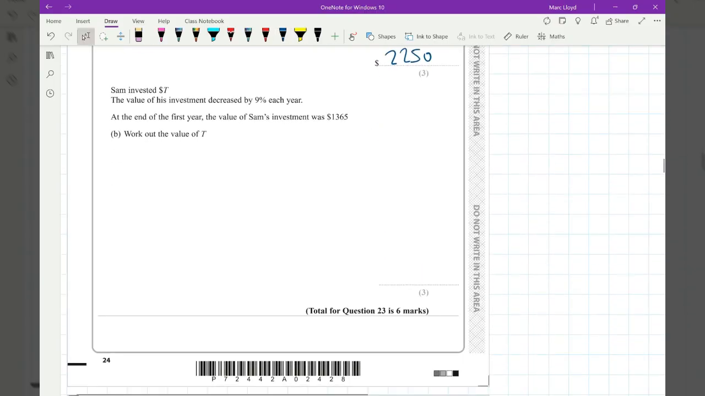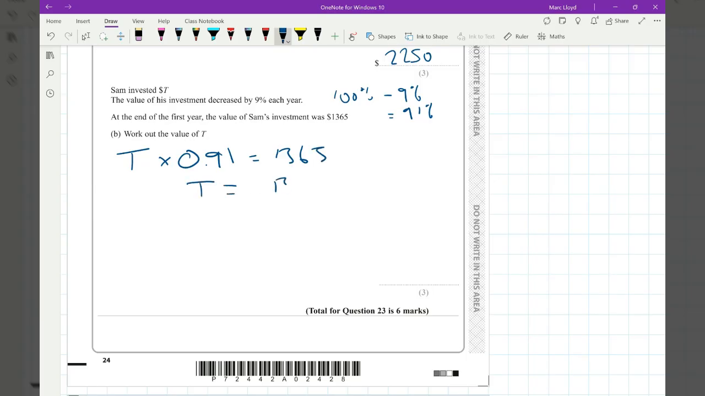Okay. Sam invested $T. The value of his investment decreased 9% each year. At the end of the first year, the value of Sam's investment was 1,365. So we've got to take away 9%, and that gives us 91%. So that's multiplied by 0.91, and then that's going to equal 1365. So we just quite simply divide 1365 by 0.91. That's a lovely number, $1,500. Done.